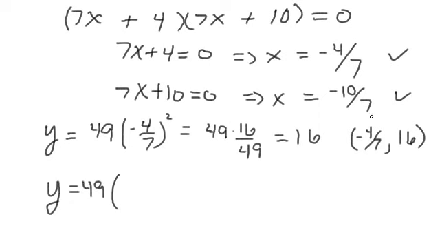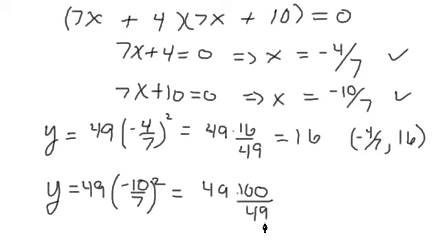And then we're going to do the other one, and let's see what we get. This is negative 10 over 7, so negative 10 over 7 squared, and so that gives us 49 times 100 over 49. Of course, these 49s cancel out, and we're left with 100. So our other solution is going to be negative 10 over 7 comma 100. So these are our solutions.